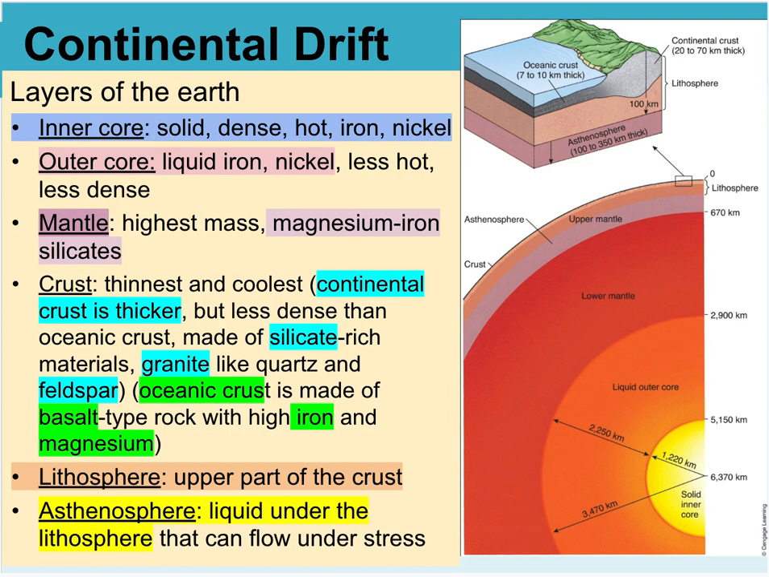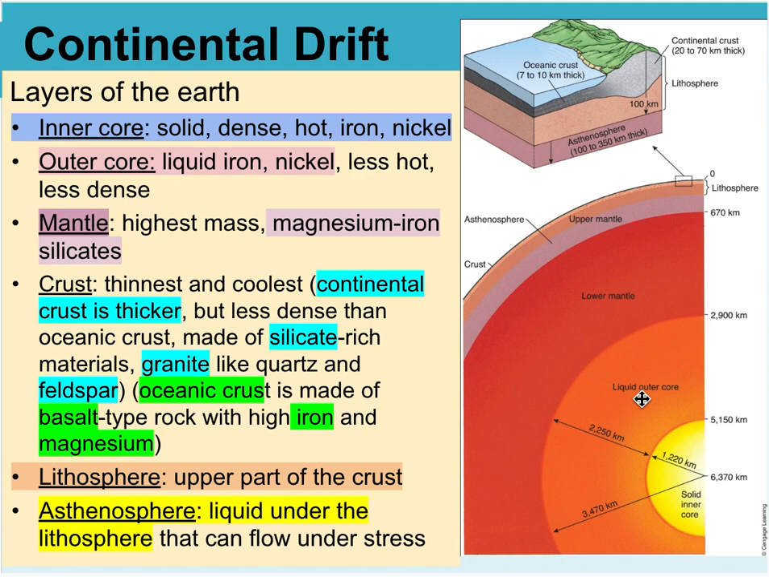So continental drift: the inner core of the Earth is a solid, dense space made of mostly iron and nickel. Then there is the outer core.